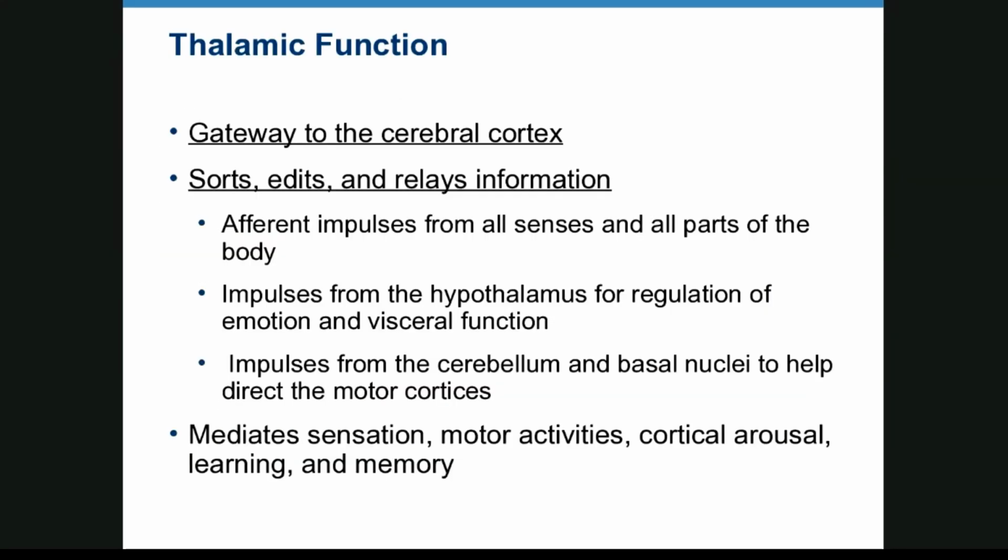Okay, the thalamus is the gateway to the cerebral cortex. It sorts, edits, relays information. Everything from the body has to go through the thalamus to get to the brain. Everything in the brain has to go through the thalamus. It filters, gets rid of things you're not interested in, and it helps regulate impulses from everything. It mediates arousal, learning, memory, impulses from the cerebellum. It's just a sorting, editing, relay station.